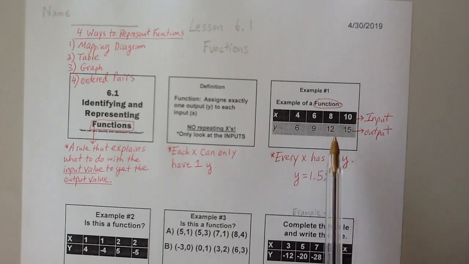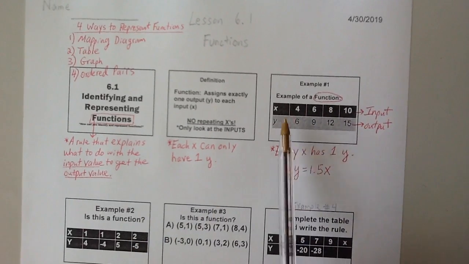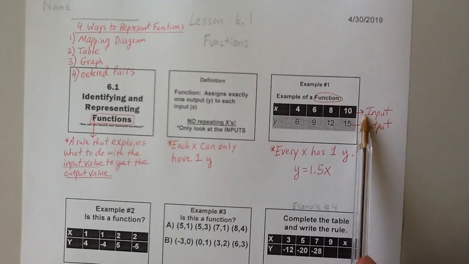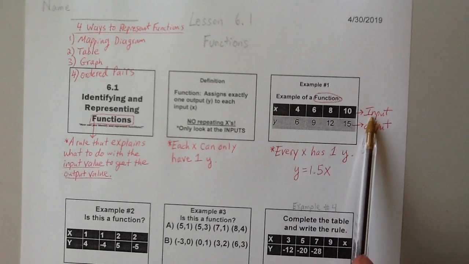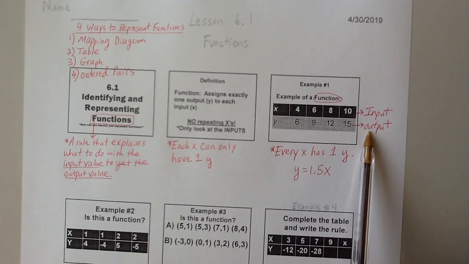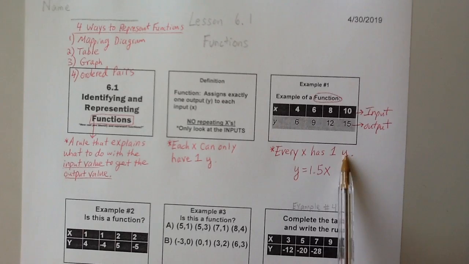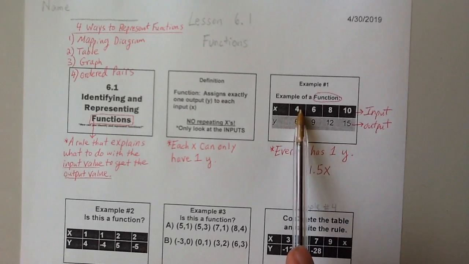So look at example 1. This one is a function, so circle the word function. We have a table here of x values and y values. Now right here I want you to write input. The x value is the input, it's what you put in. The y value is the output, it is what you get out. And notice here that every x value has one y value. Write that down. Every x has one y.